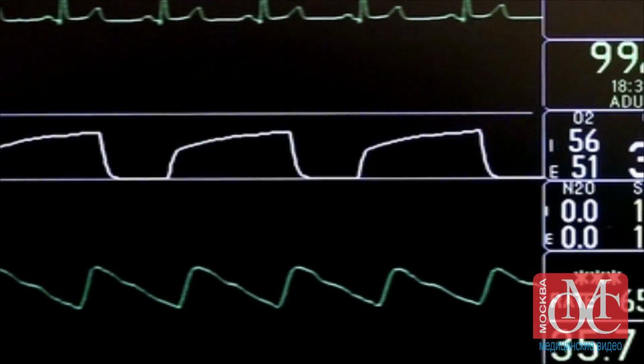A normal capnogram shows a regular, nearly square waveform that oscillates at the same frequency as the patient's respiratory rate. During inspiration, the capnogram should be at 0 as the patient breathes in fresh gas. When the patient starts to exhale, the first gas exhaled will be from the anatomical dead space and will contain little or no carbon dioxide.